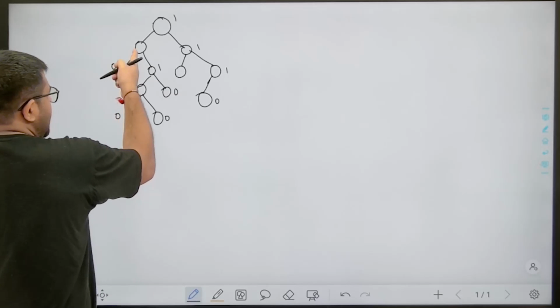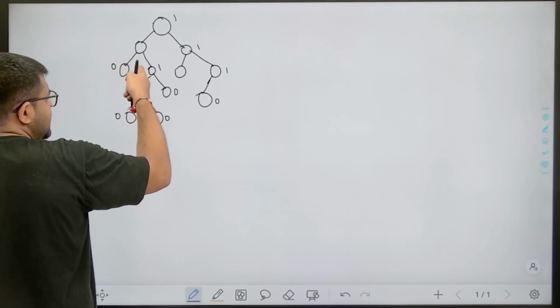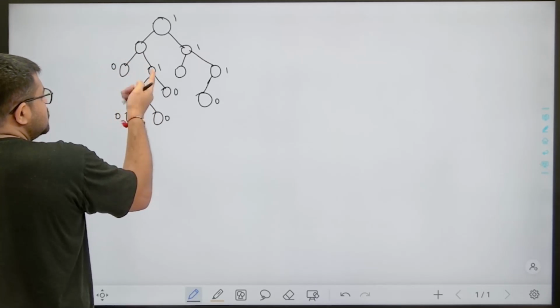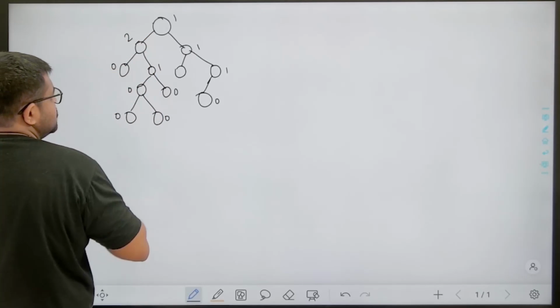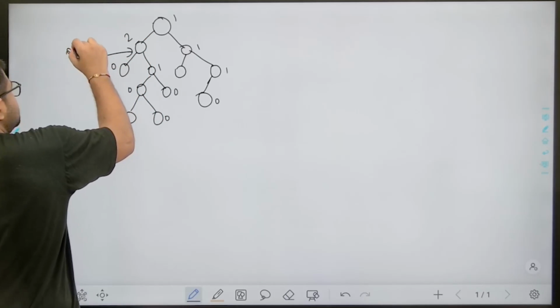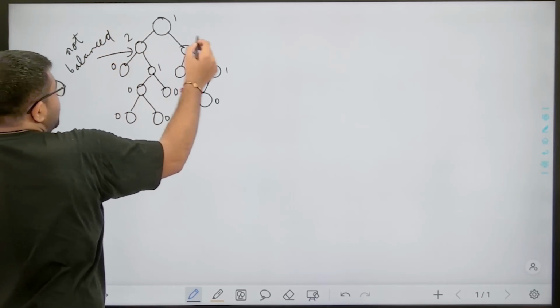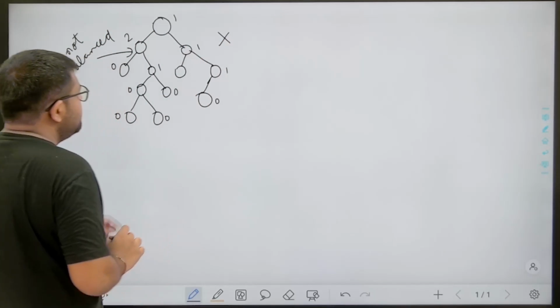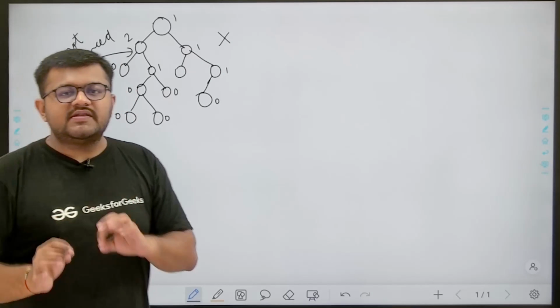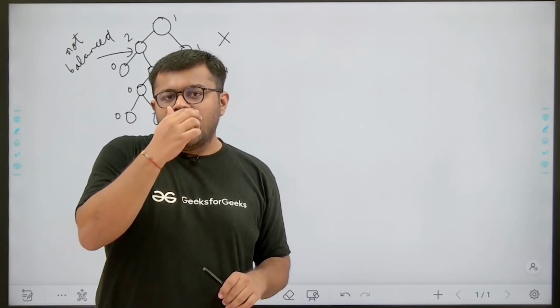For this node, the height of the left subtree is 1 and the height of the right subtree is 1, 2 and 3. So 1 minus 3, the absolute difference is 2. So this node is not balanced, and because of that the whole tree is not balanced. Okay, this condition should hold true for each and every node of the tree. Now how will we check it?